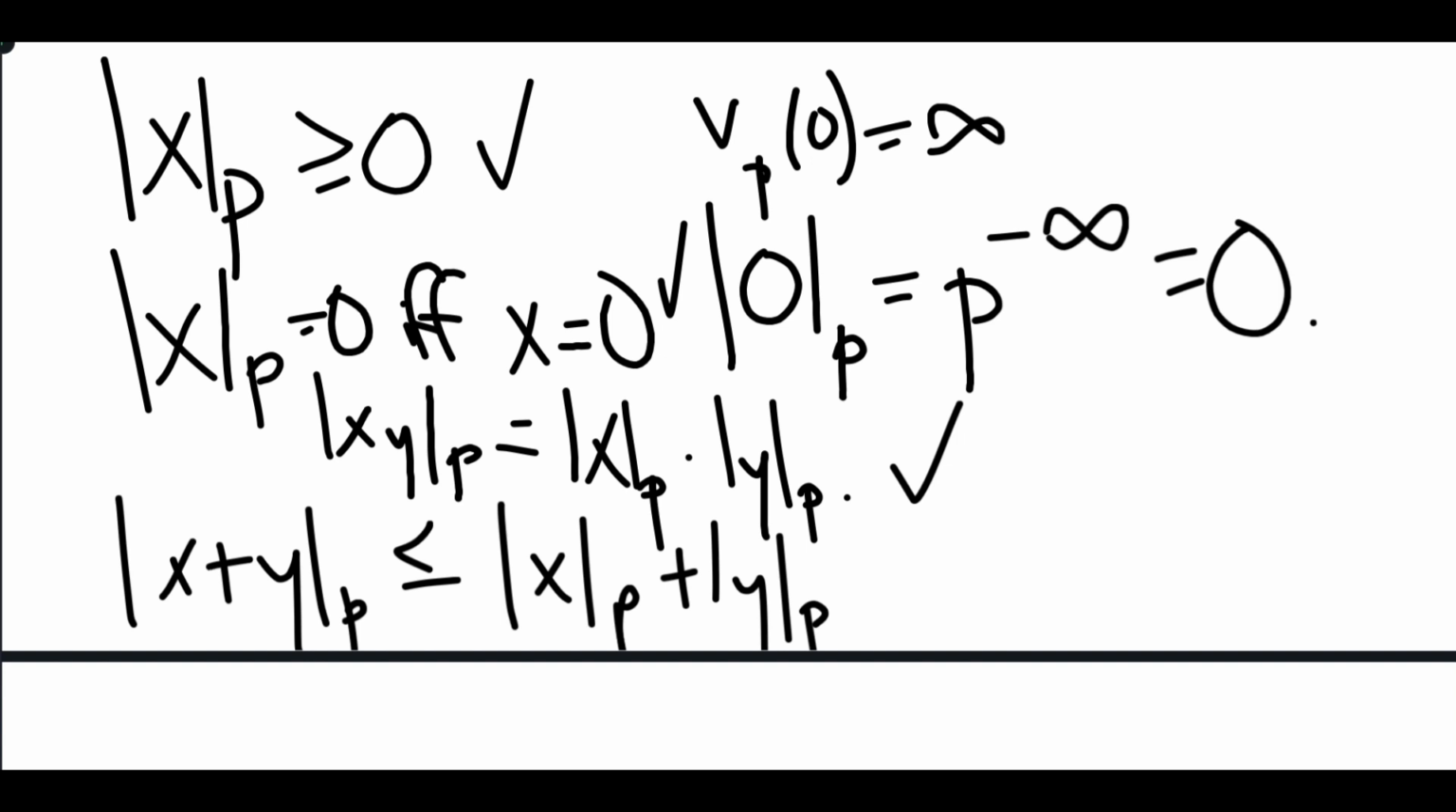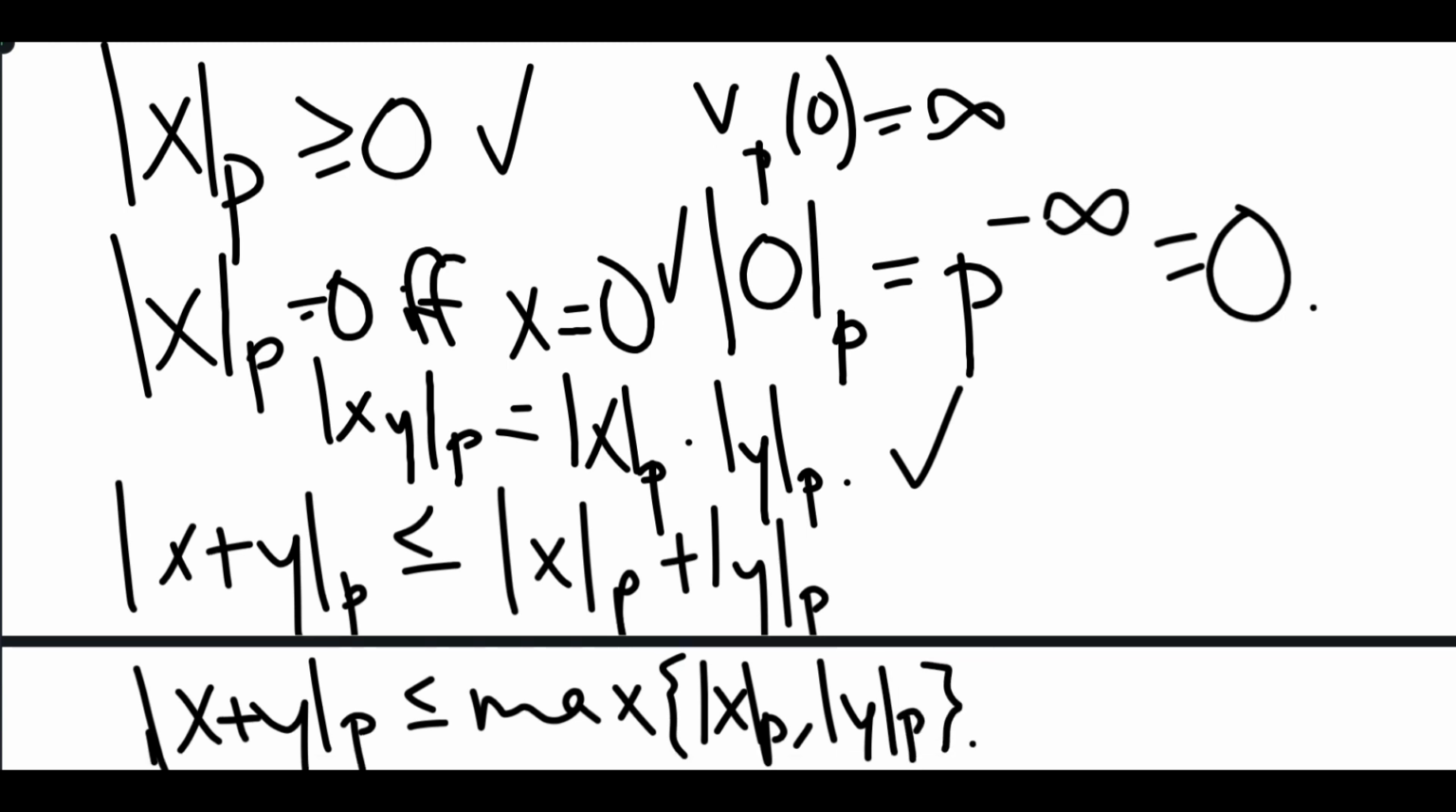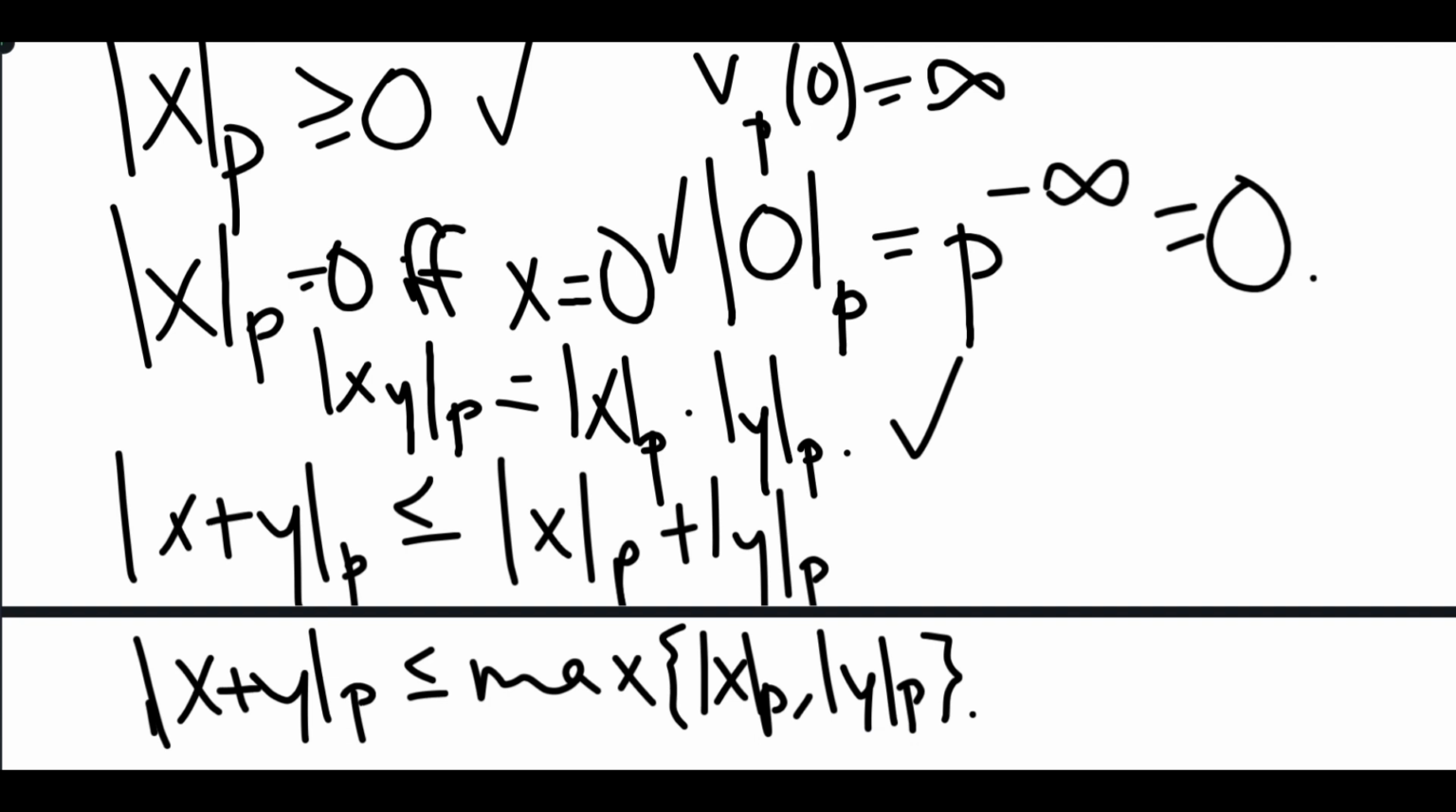Okay. Now, this is called the triangle inequality, but the p-adic absolute value satisfies something stronger, which is appropriately called the strong triangle inequality. It satisfies this condition. So rather than taking the sum as the upper bound, I can just take the larger of the two absolute values. Again, this is just going to turn into a pretty basic number theory fact.